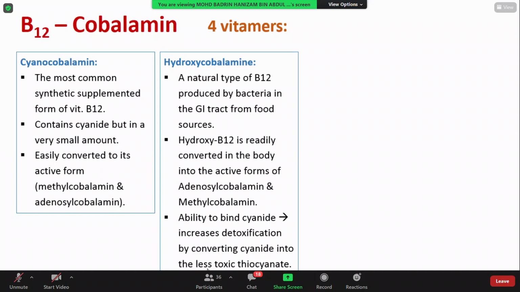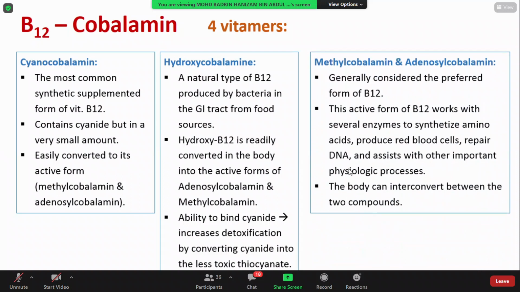So the ability to bind to cyanide increases detoxification by converting cyanide into a less toxic form, thiocyanate. So thiocyanate is a less active form of cyanide and can be excreted from our body. And then number 3 and number 4, which are the two most active forms, methylcobalamin and adenosylcobalamin. These are generally considered the preferred forms of vitamin B12.